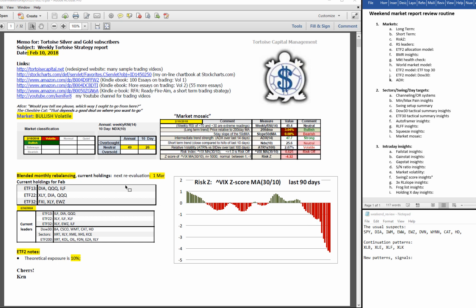Blended monthly rebalancing. These are the holdings this month. Rebalancing due on or about 1 March. In ETF2, theoretical exposure is 10% because of that harsh sell-off of this past week. These are the leading candidates, by the way, based on closing prices on Friday. Latin America doing especially well. What's interesting to note is that the leaders going into February are still the leaders after the sell-off.